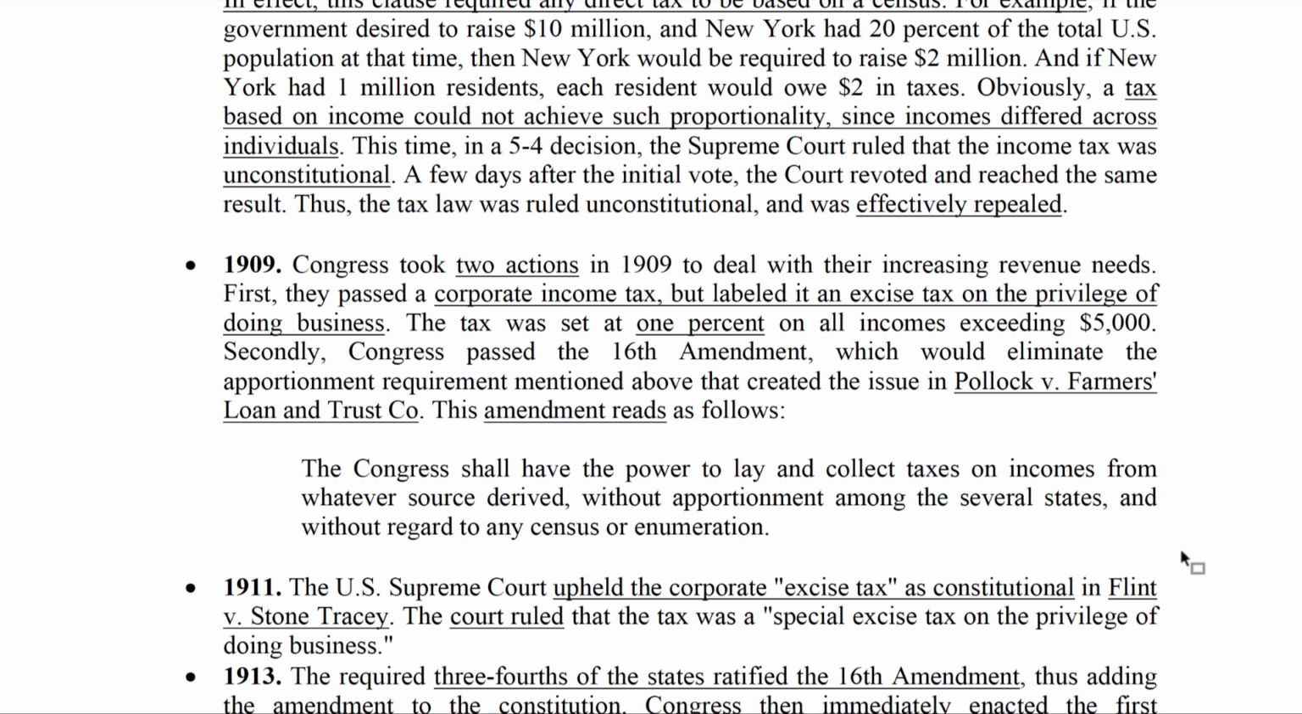Secondly, Congress passes the 16th Amendment, which would eliminate the apportionment requirement mentioned above. That's no longer going to be an issue. They can tax people differently based on their incomes. So the amendment read as follows: Congress shall have the power to lay and collect taxes on incomes from whatever source derived without apportionment.